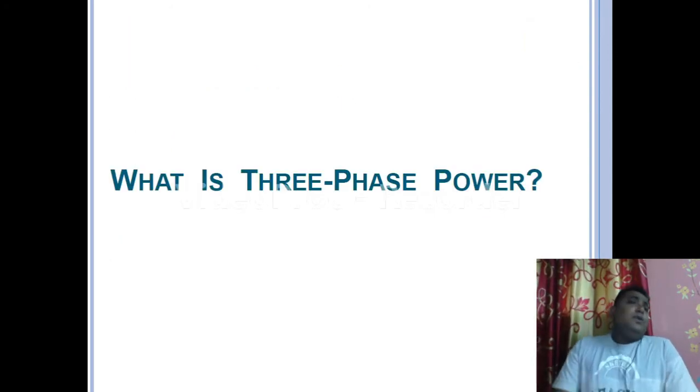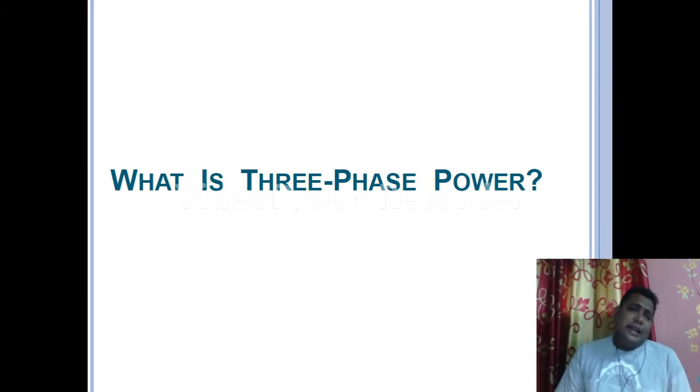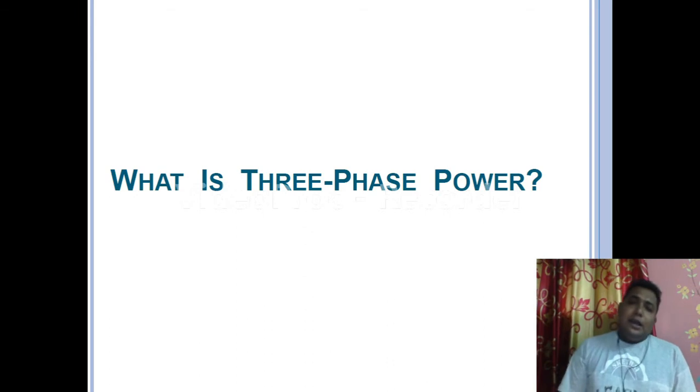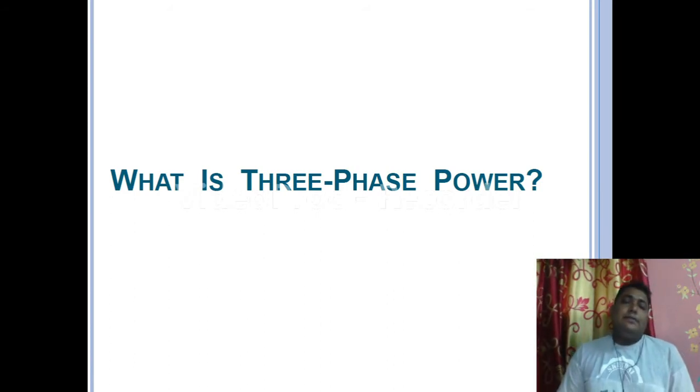Before going to those mathematical calculations, first we are just recapping the previous concept that we have already discussed, that is, what is a three-phase system. Basically, a three-phase system is a widely used electrical system by which generation, transmission, and distribution are all done.